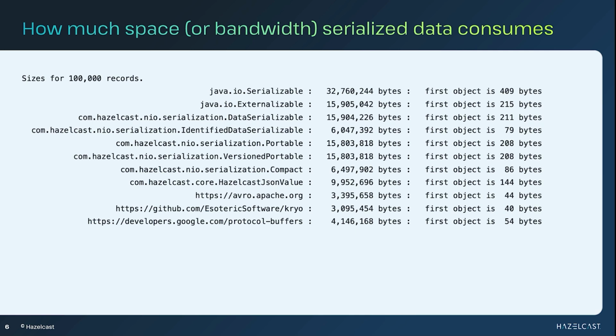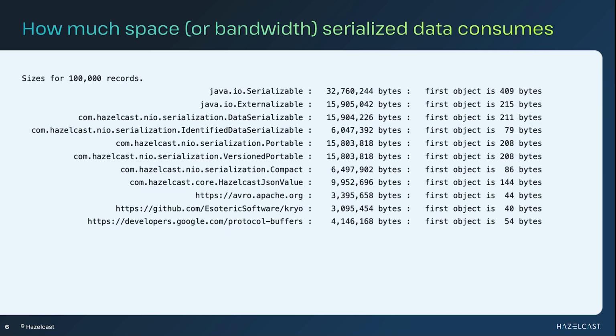The code is part of the Hazelcast Code Samples project in our public GitHub repo, so you can look at the code and rerun it yourself if you care to. These numbers are based on specific data objects, so they might not correlate to what you see, and it's always best to do your own tests with your own data.